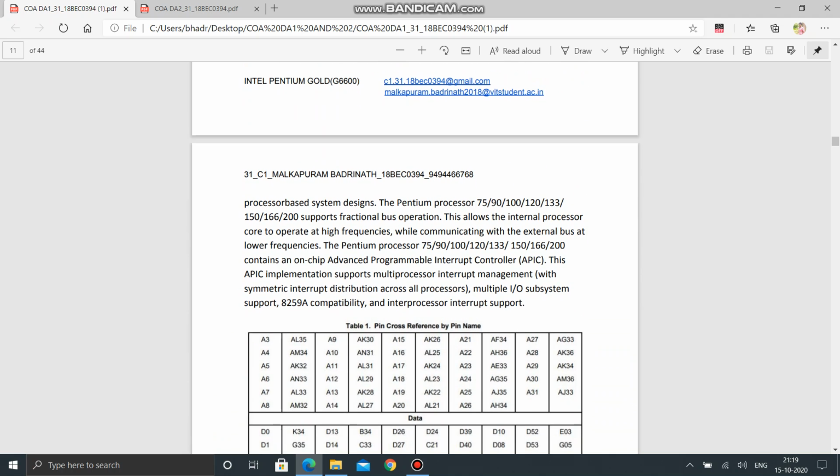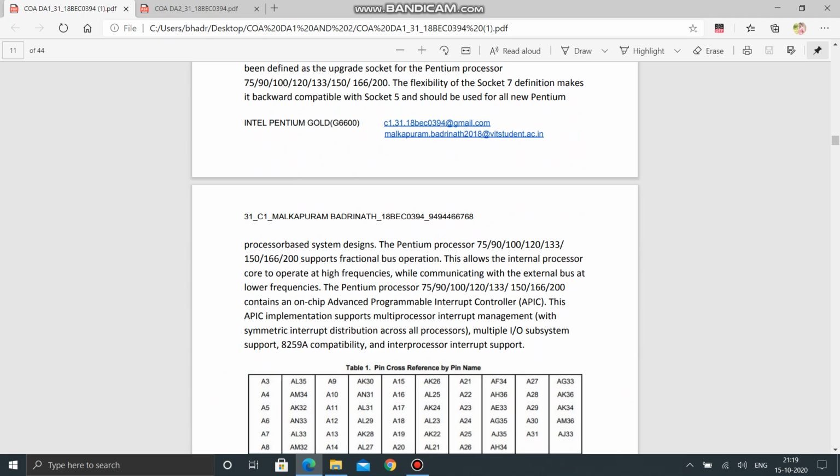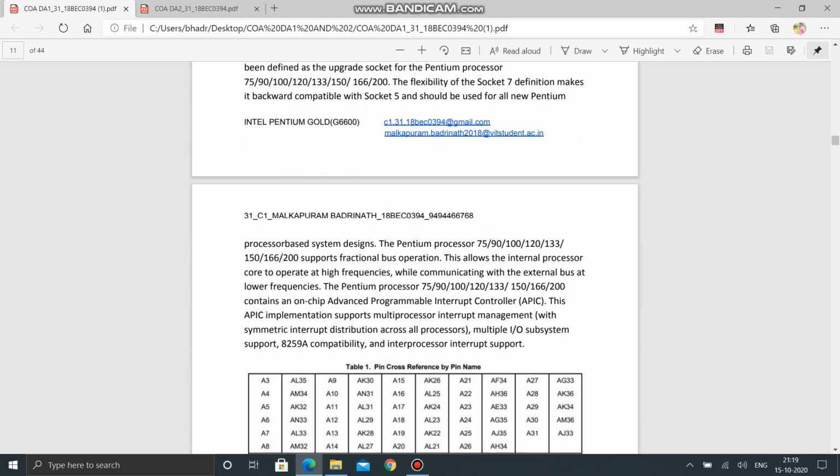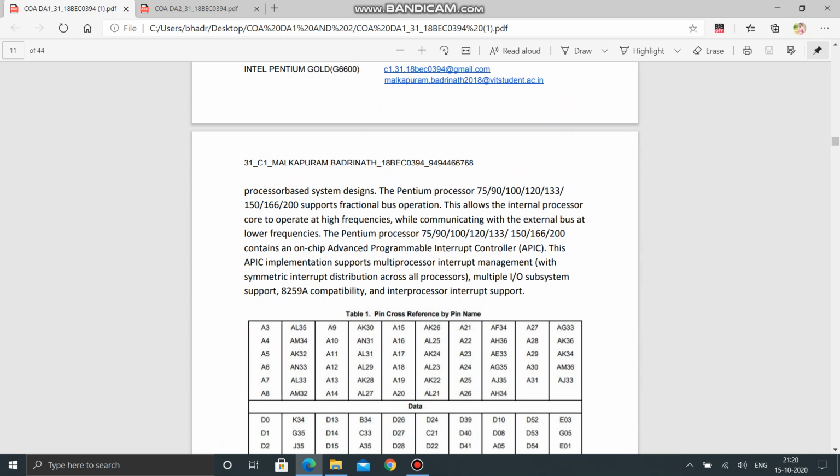And next, the Pentium processor also supports fractional bus operation. So the question asked about the bus operation. This allows the internal processor core to operate at high frequencies while communicating with the external bus at lower frequencies. The Pentium processor contains an on-chip Advanced Programmable Interrupt Controller, called APIC. This APIC implementation supports multiprocessor interrupt management, with symmetric interrupt distribution across all processors, multiple I/O subsystem support, 8259A compatibility, and interprocessor interrupt support.